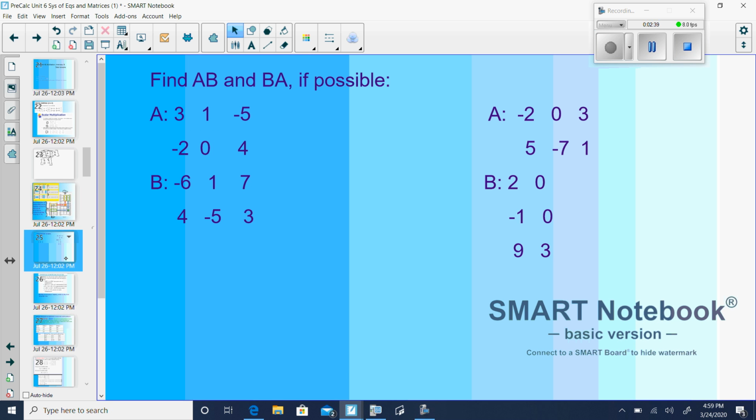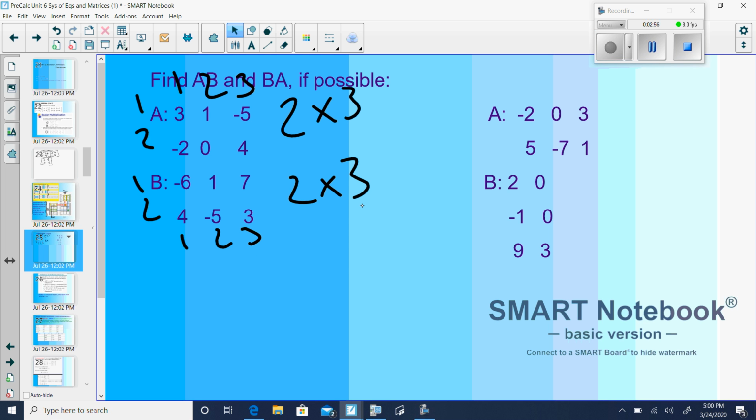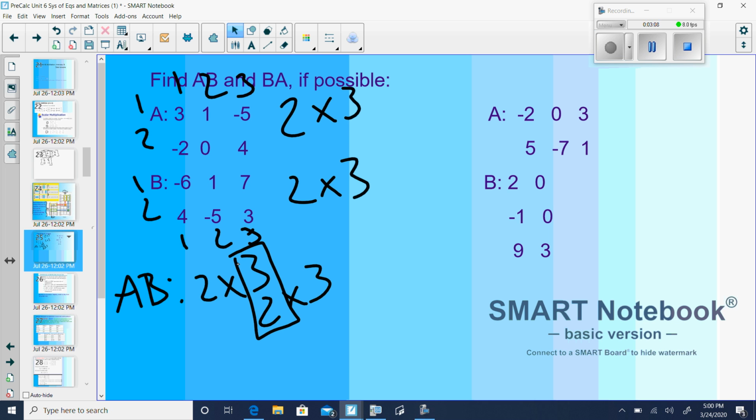So let's take a look at this right here. I always say rows and columns because that's how we name our matrices. We have 2 rows here and 3 columns, so A is a 2x3. Over here for B, we have 2 rows and 3 columns, so we have another 2x3 matrix. Now, if we do AB, then we have a 2x3 times a 2x3. The columns in A do not match up with the rows of B, so we can't do it.